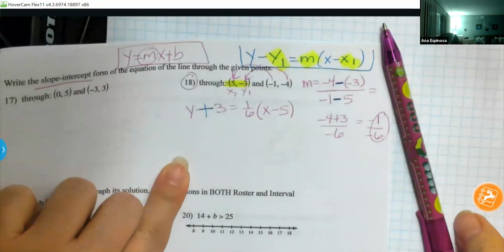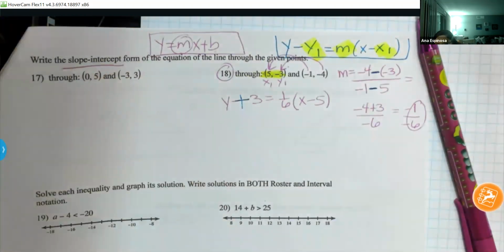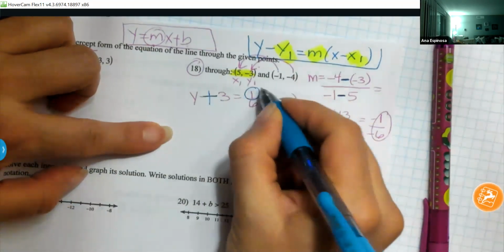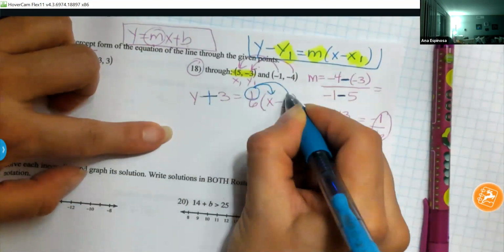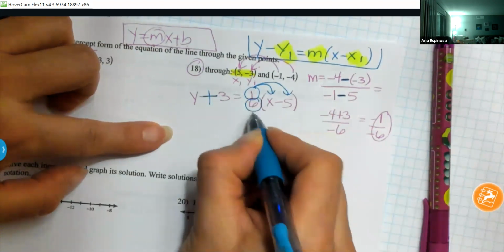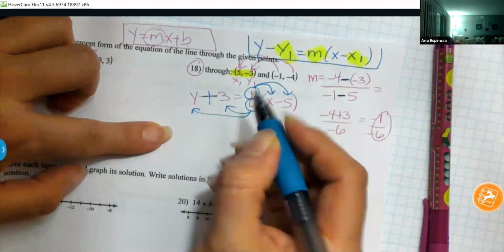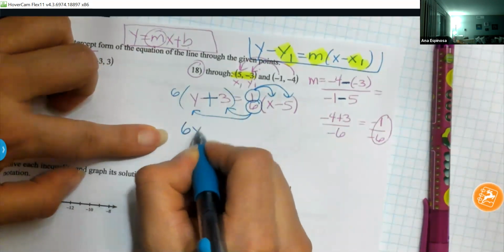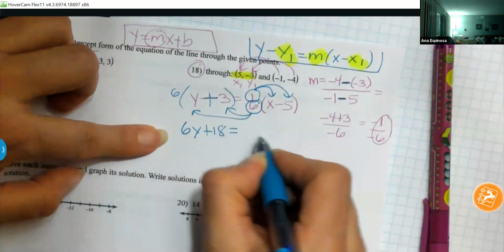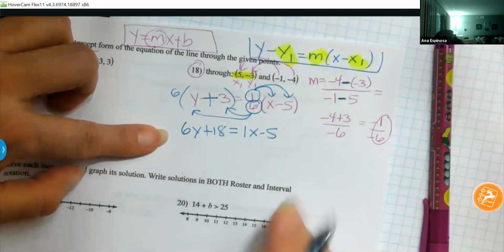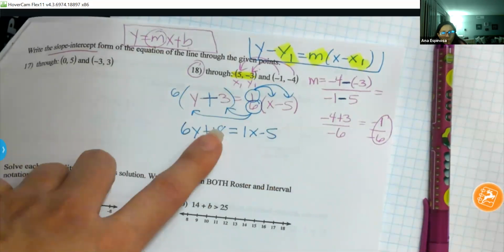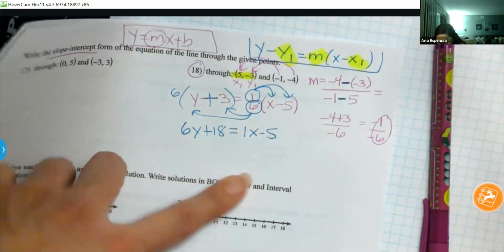Okay, so over here we've got something like this. You multiply the number in the top, which is called the numerator, to the right-hand side, and you multiply the number on the denominator to the left. So it's like having a 6 on this side. So that'll give me 6y plus 18 equals 1x minus 5. And that can be easily turned into this when you subtract the 18 and divide by 6.